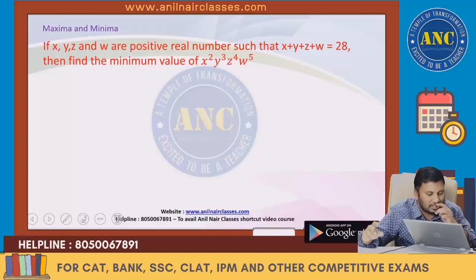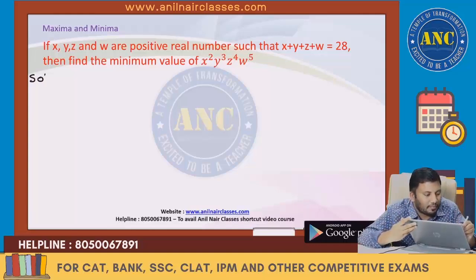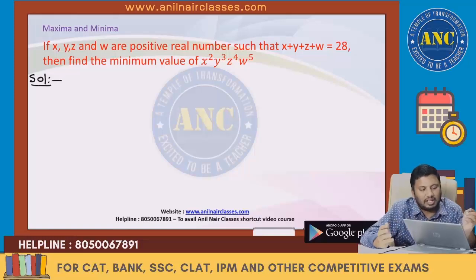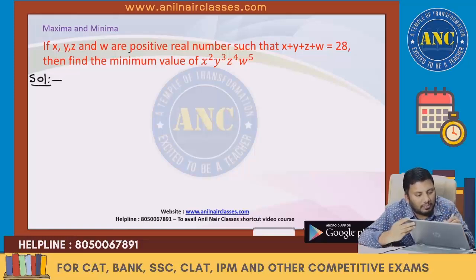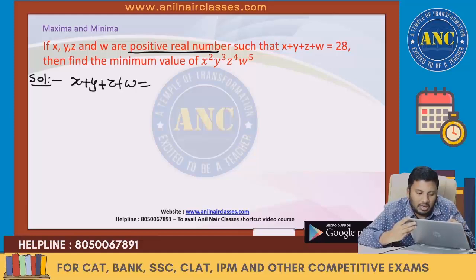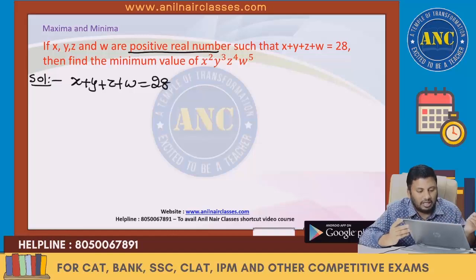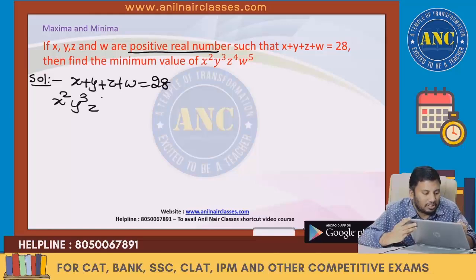I'll just repeat the morning one. If x, y, z and w are positive real numbers, and x plus y plus z plus w equivalent to 28, find the maximum value of x square, y cube, z power 4, w power 5.